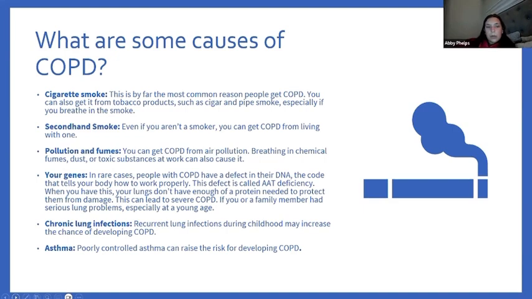Pollution and fumes, you can get COPD from air pollution. Breathing in chemical fumes, dust, or toxic substances at work can also cause it. Your genes, sometimes in rare cases, people with COPD can have a defect in their DNA, the code that tells your body how to work properly. This defect is called an AAT deficiency. When you have this, your lungs don't have enough protein needed to protect them from damage. This can lead to severe COPD if you or a family member had serious lung problems, especially at a young age.